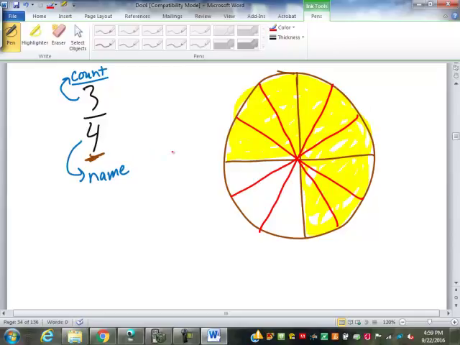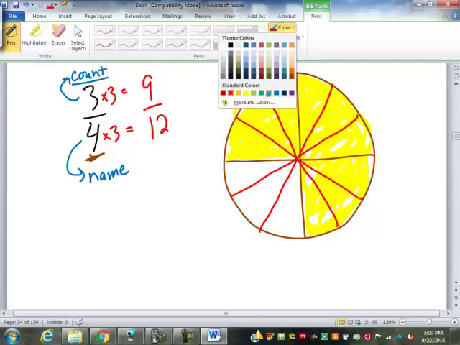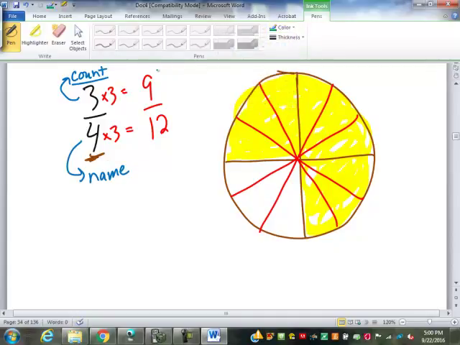Now, how many pieces does it make to make that whole object? 12. It took 4 of them before, and each of those was cut into 3 equal pieces. 4 times 3 equals 12. In the yellow there, how many pieces do I have? 9. I had 3, and I cut them each into 3, so 3 times 3 is 9. Do I have any more or less than I did before? No. So 9/12 and 3/4 are exactly the same value.